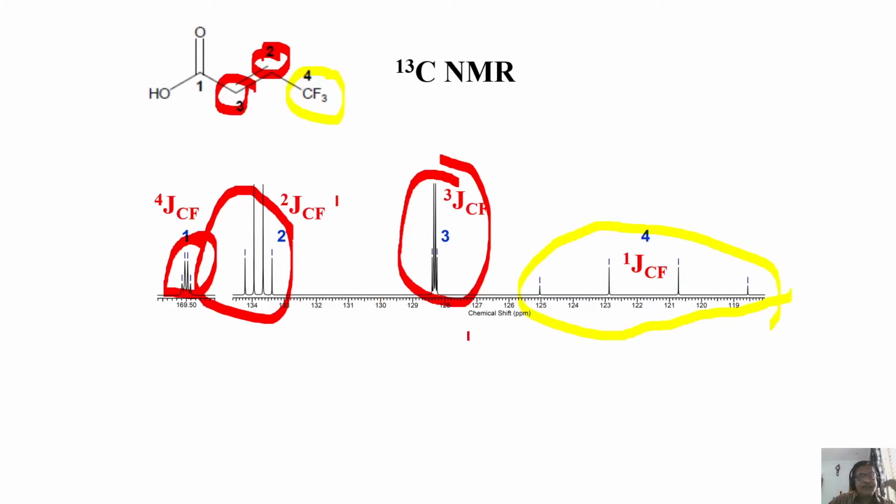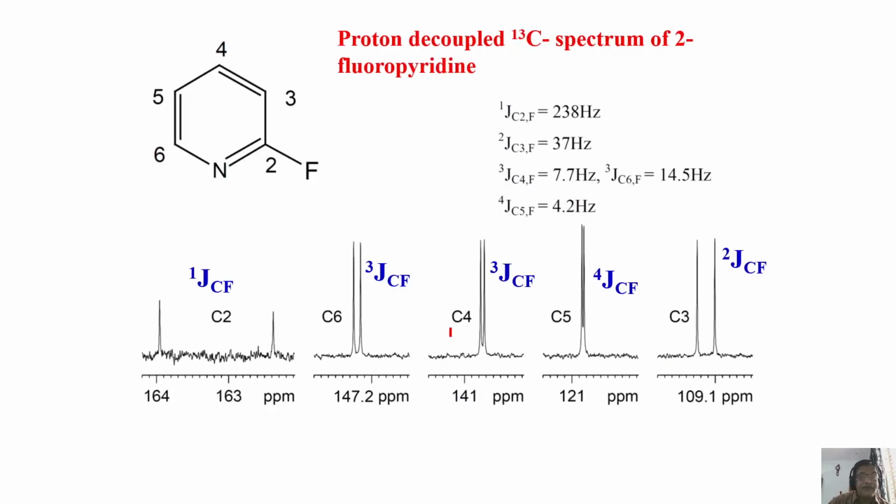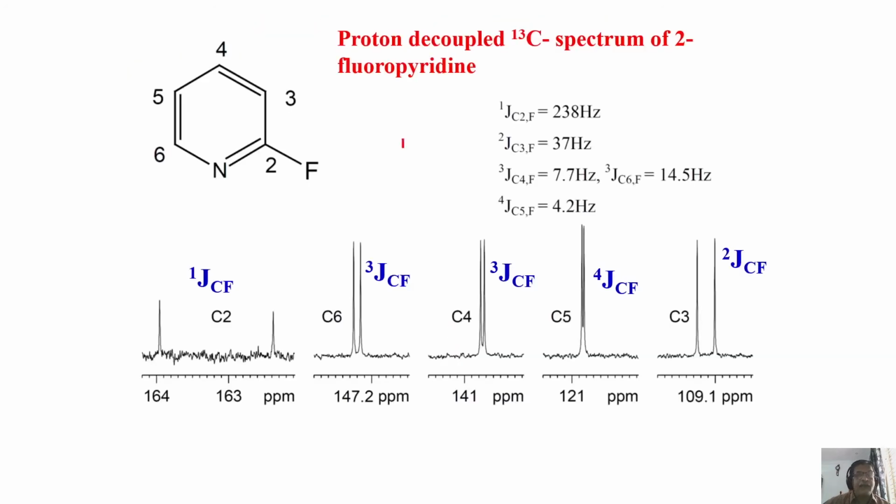Okay, so this is the information which I wanted to tell you. Coupling between an abundant and a dilute spin can be there. You can detect the dilute spin and observe a lot of things. Now, coupling between carbon and fluorine we also saw, where both are spin half nuclei, in a molecule like this. This I think we observed.